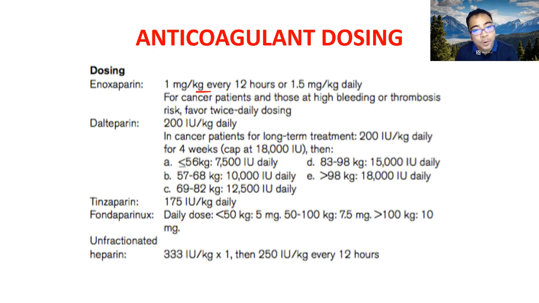Okay. So pwedeng 1 milligram per kilogram every 12 hours or 1.5 milligrams per kilogram once a day. So again, this one will depend on the clinical judgment of the clinical pharmacist or the clinician involved here. So for cancer patients and those at high bleeding or thrombosis risk, we favor usually twice daily dosing. Especially for cancer patients, they are more prone to having bleeding incidents. Okay, or elderly, yan. So usually, hinay-hinay lang sa anticoagulation natin.